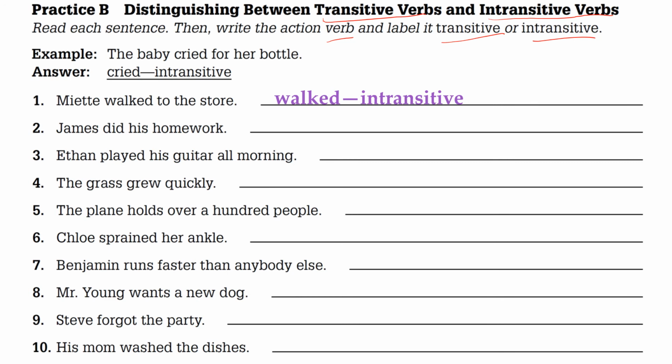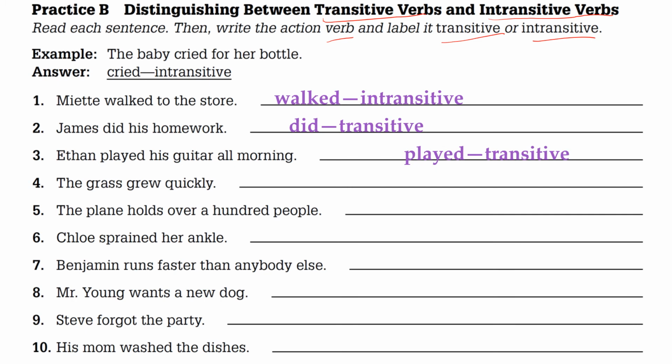Number 2, James did his homework. So of course did is a verb, and did what? Did his homework. So it is transitive. Number 3, Ethan played his guitar all morning. So the verb is play. Played what? Played his guitar, therefore it is transitive.